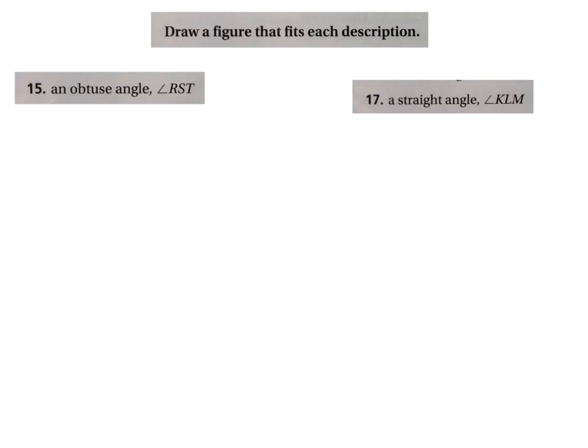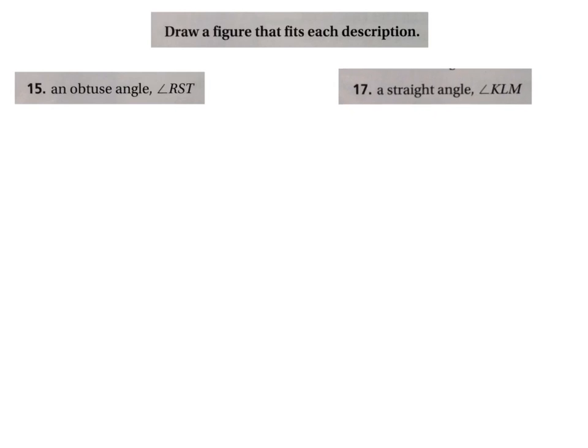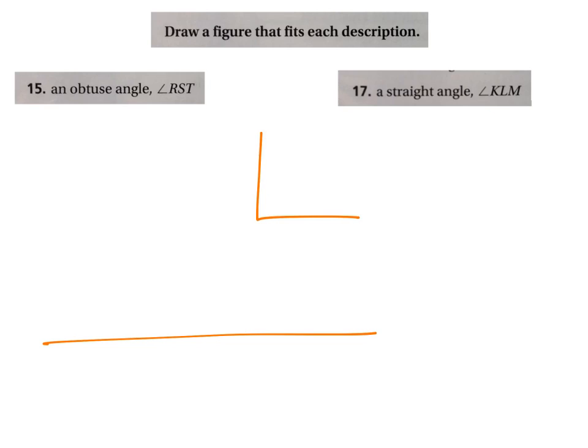Okay, these are pretty basic. All they're asking us to do is draw an obtuse angle with that name, angle RST, for 15, and for 17, they're asking us to make a straight angle with that name, KLM. So no problem. We know that, for example, a 90-degree angle looks like this, and a 180-degree angle looks like that. So an obtuse angle is somewhere in between.